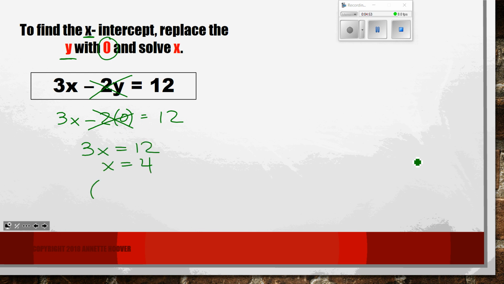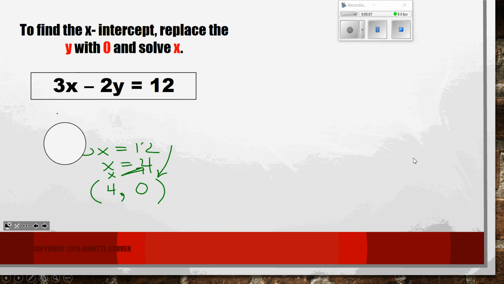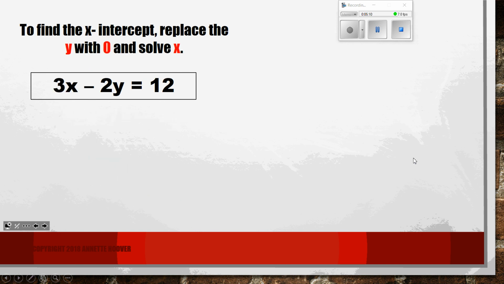So what is that order pair? Well, the x was 4. And the y was the 0 that we were plugging in. So we have one order pair now. If we can get one more order pair, we can graph this function. That was finding the x-intercept.